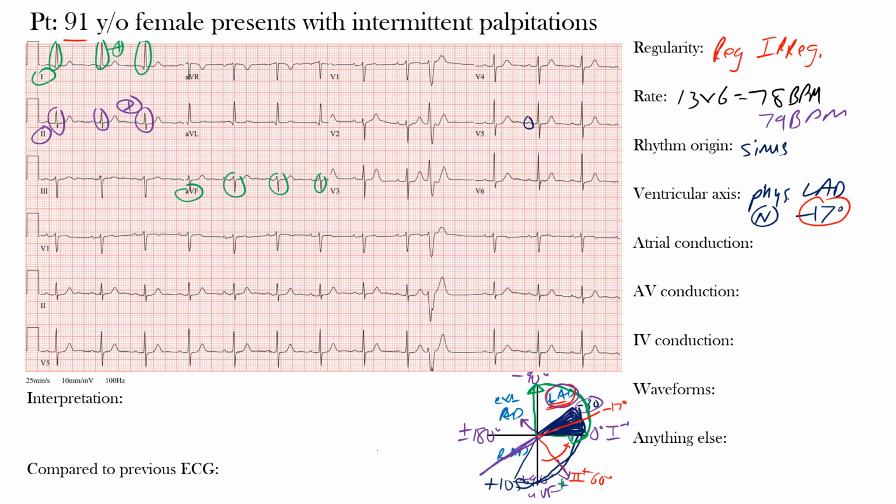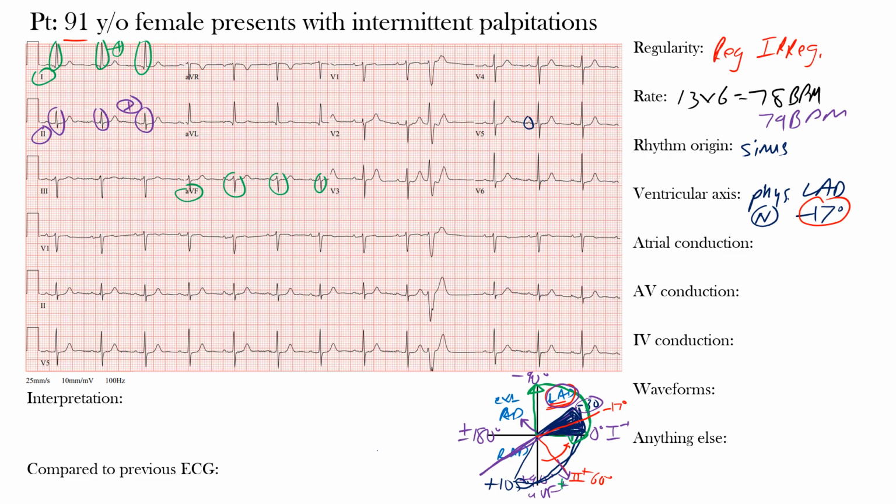Now let's move on to atrial conduction. Well, typically we'll look at leads 2 and V1 for P-wave or atrial abnormalities, as they appear to be most evident in those leads. The P-waves in these leads that we see here are normal in amplitude and duration. Normal P wave duration is typically defined as less than 120 milliseconds or 3 small boxes.